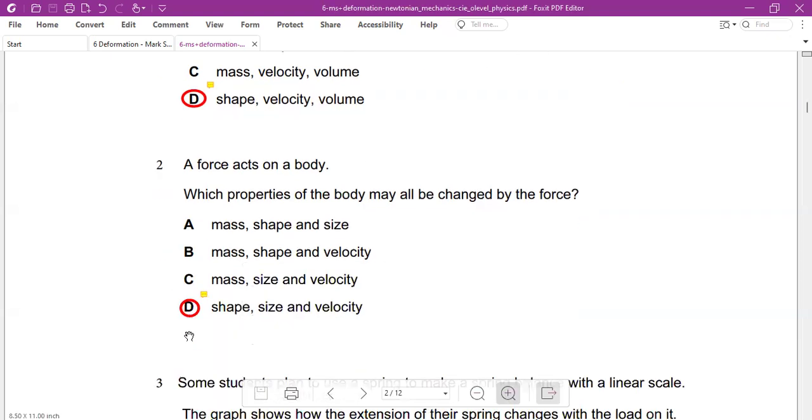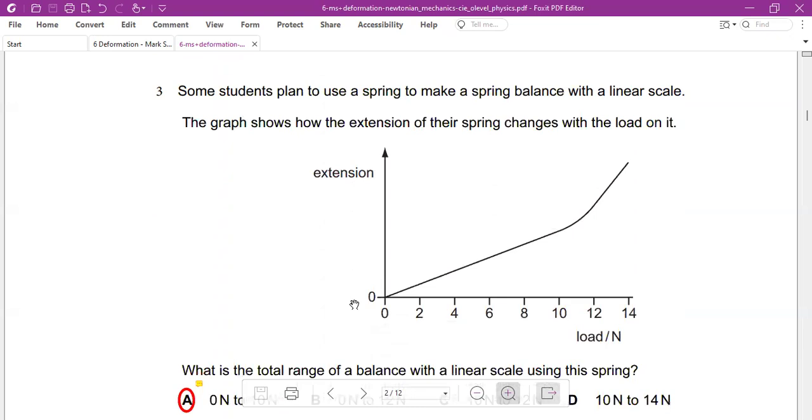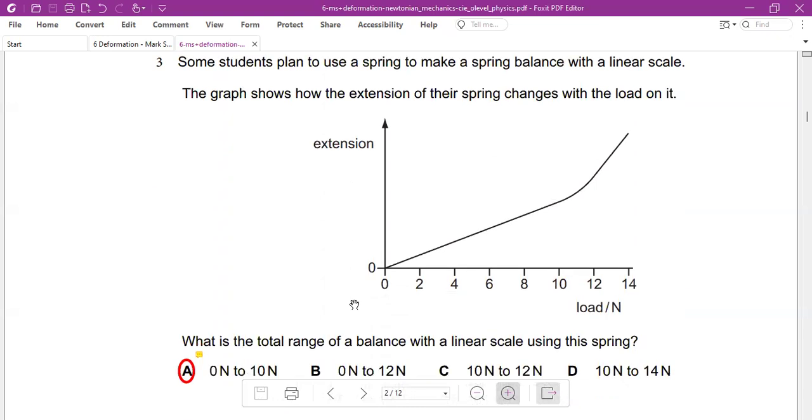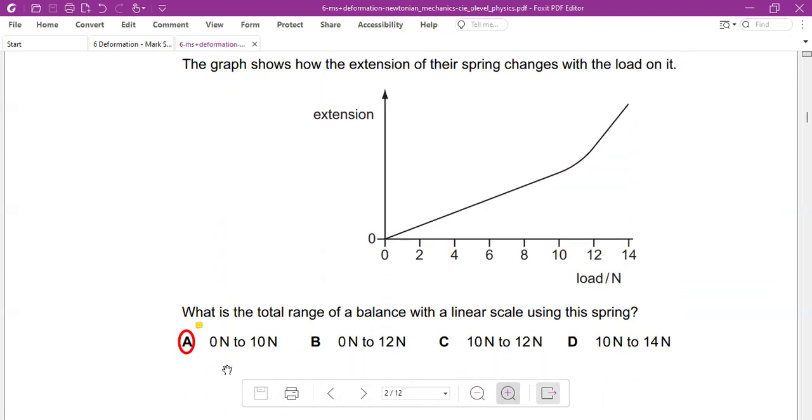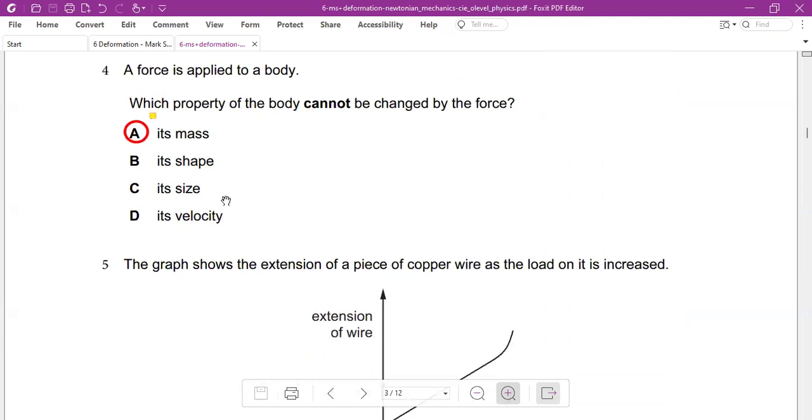Question number 2, force acts on a body. Again, it is a repeated question. So question number 3, the linear scale is between 0 and 10, and that is because of the straight line. Okay, so A is the choice. Question number 4, the property that cannot be changed is mass.